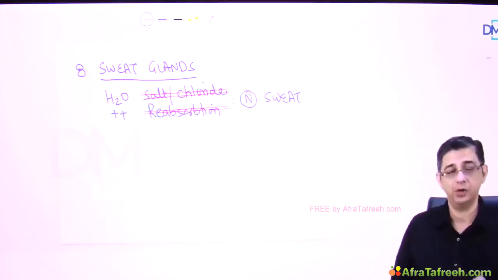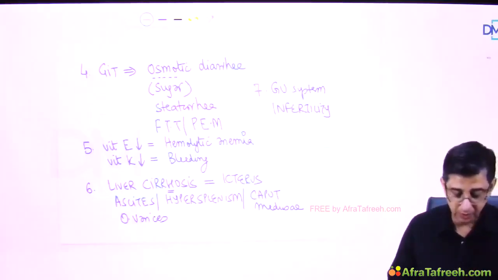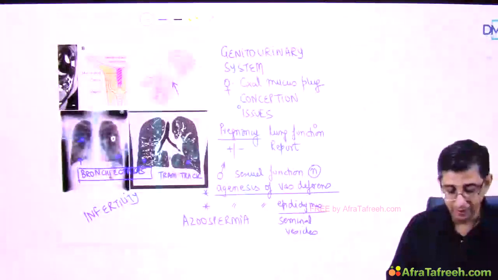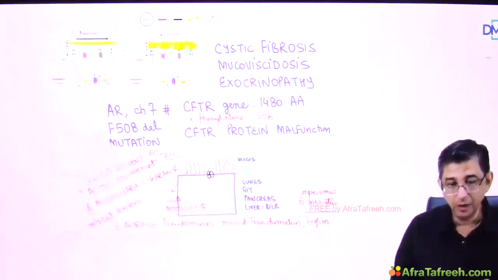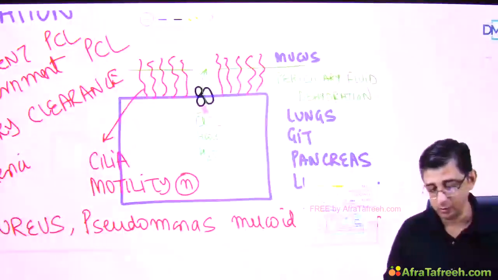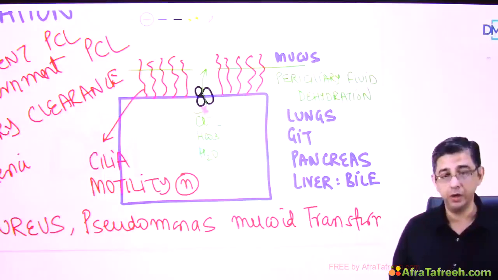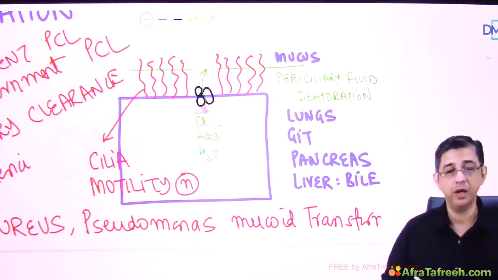Now why this is important for you to understand is because when I was talking about lungs, when I started this class, I said that in patients of cystic fibrosis, especially in the lungs or the GI tract, the chloride that is normally entering into the periciliary fluid is inhibited. So less chloride, less bicarbonate, and less water results in a periciliary fluid dehydration.